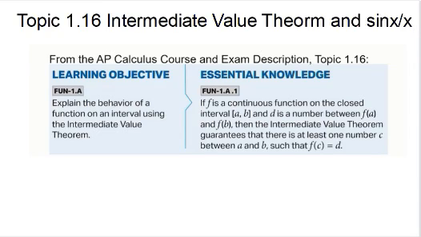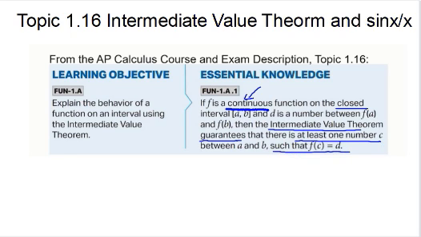All right, today we're going to cover topic 1.16, which is the intermediate value theorem. A very important word in the definition here is the word continuous. If the function is continuous on the closed interval, and that word closed is important, and d is a number between f of a and f of b, then the intermediate value theorem guarantees that there is at least one number c between a and b such that f of c equals d.